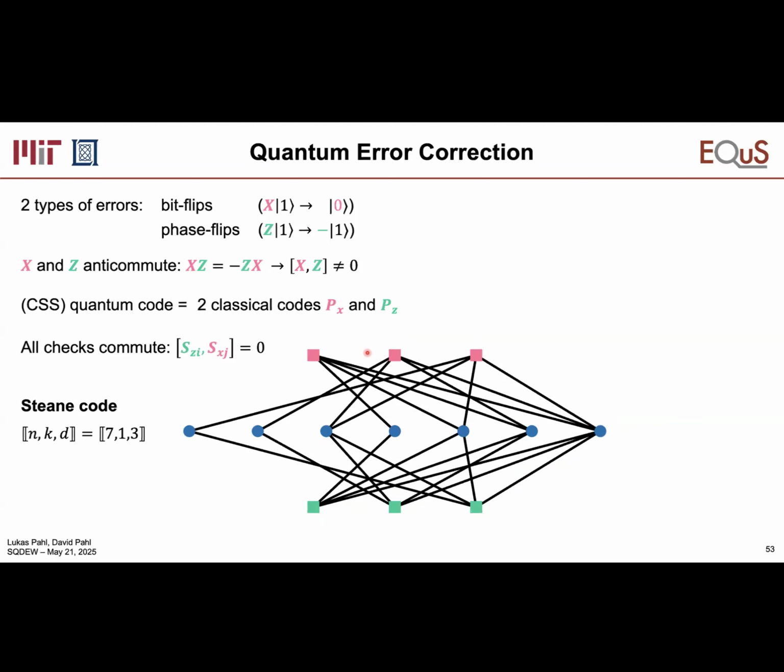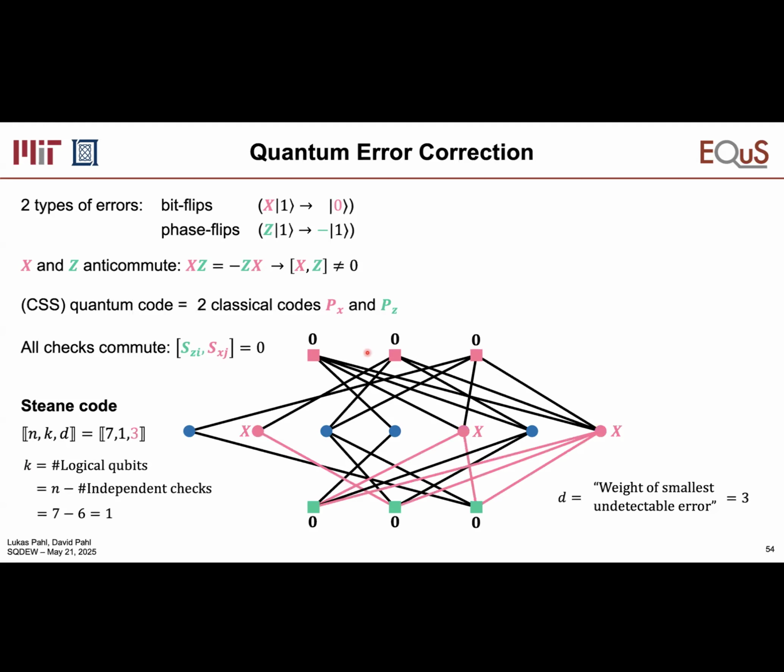All right, what kind of code is this? This is the Steane code. It has parameters [7,1,3]. How do we know this? We can count the number of checks. We have 6 checks now, so that's 7 minus 6 is 1 logical qubit that we're encoding. And again, there's 3 errors I can insert that already go undetected.